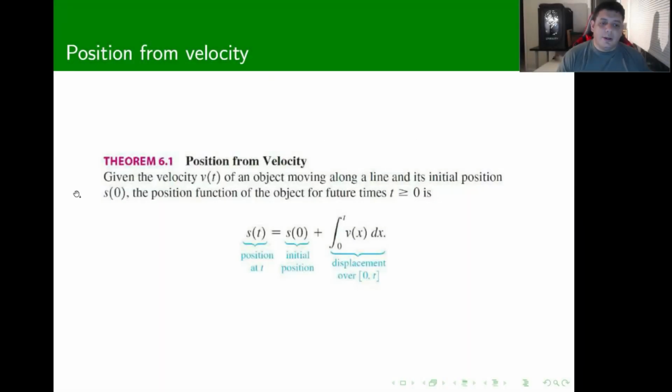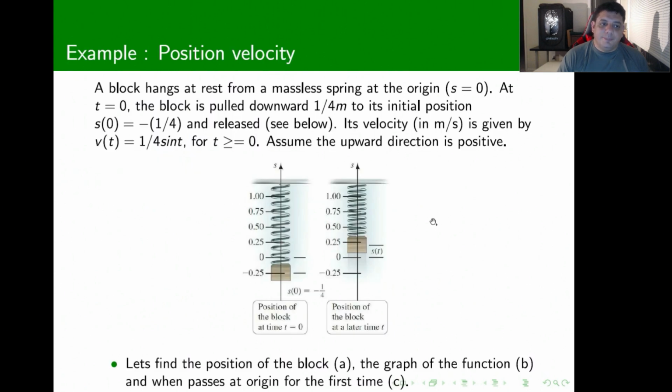So in part one, we left off where we can find the position from the velocity using the fundamental theorem of calculus, expressing a function of t in terms of the initial position plus the integral of the velocity, or the displacement, over the interval 0 to t. So let's see one example of how that operates.